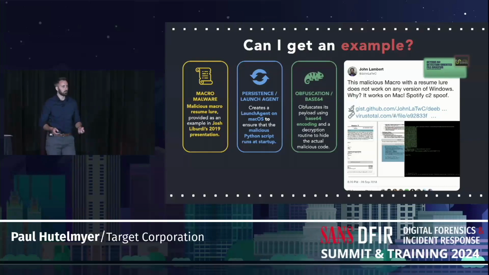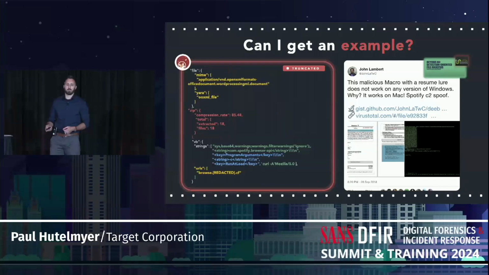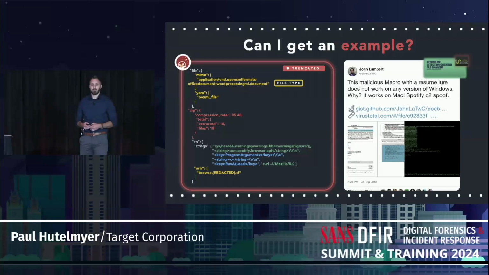It's not bad, but like, why is it there? Right? So those characteristics might add up if you have that content. So what Strelka can do with this file, you give it this file, it's going to be able to return file metadata. So VBA functions, strings, right? Yara matches, and more.